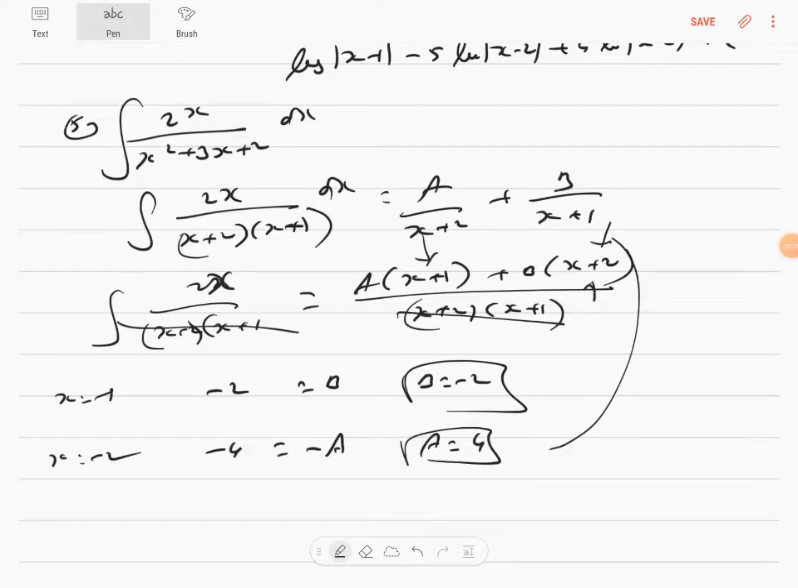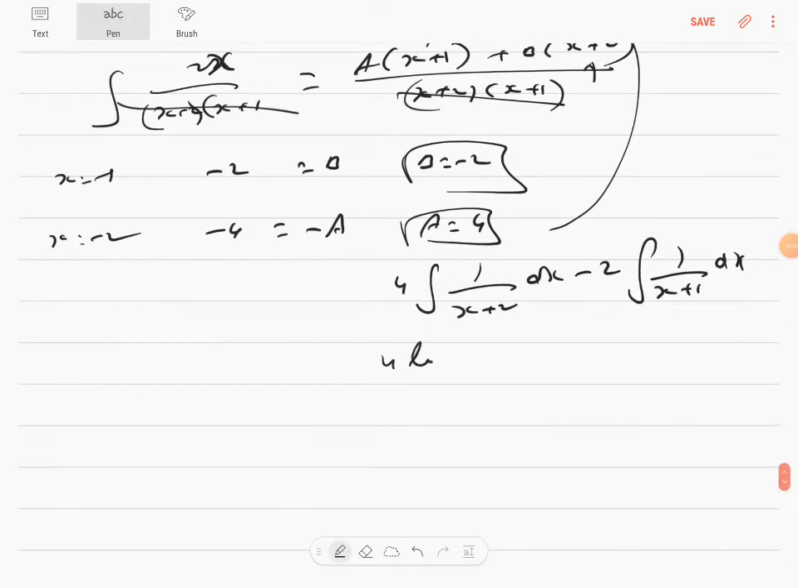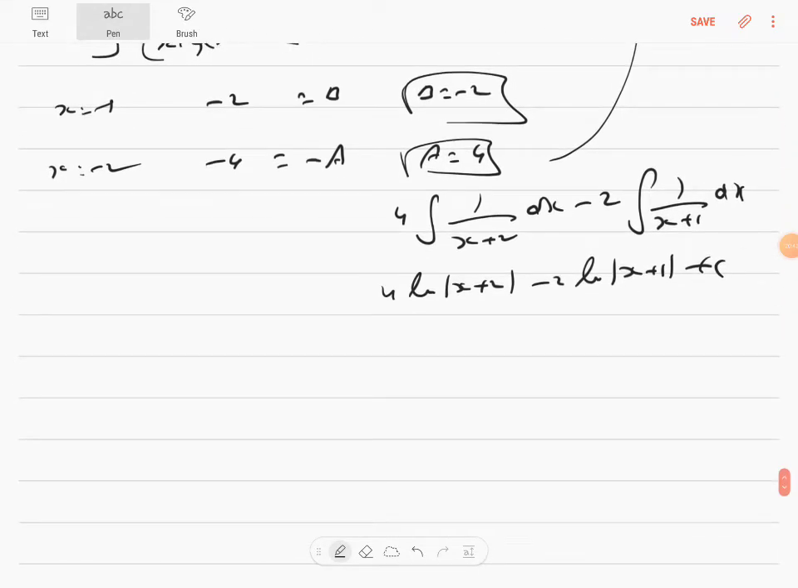Once you get that, substitute back here, so it's 4 into integration of 1 by x plus 2 dx, minus 2 into integration of 1 by x plus 1 dx, which is 4 into log of mod of x plus 2, minus 2 into log of mod of x plus 1, plus c, that's all. So these are the patterns in which you can factorize, but if you see the seventh sum, it's got x by x square plus 1 into x minus 1, which is quite different.